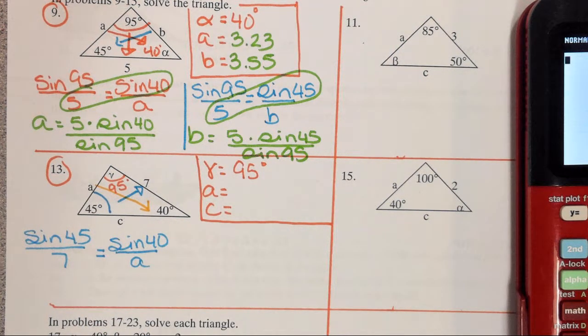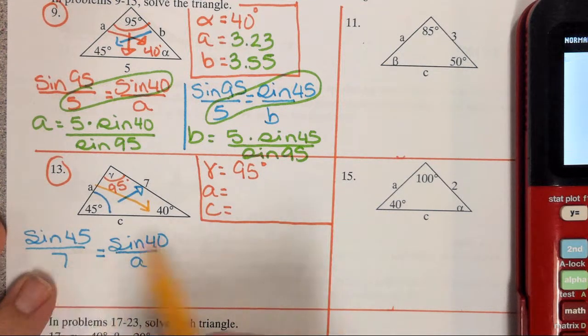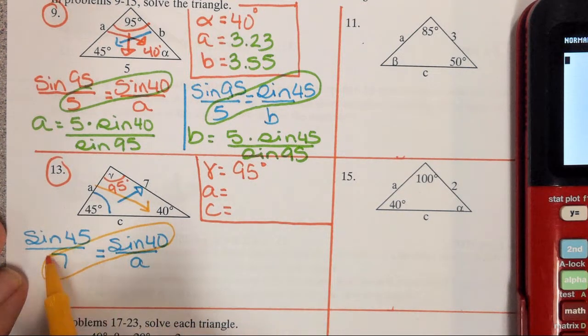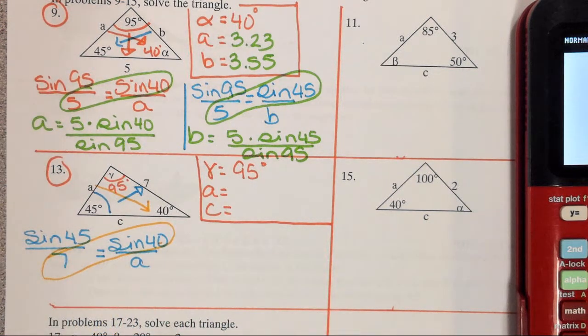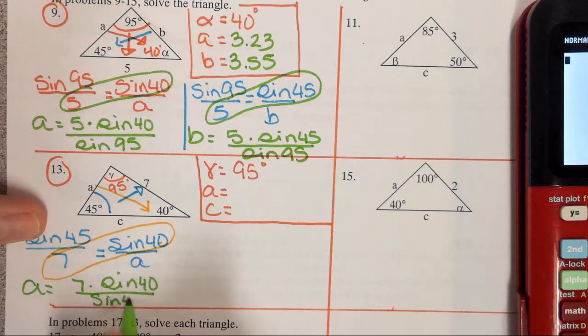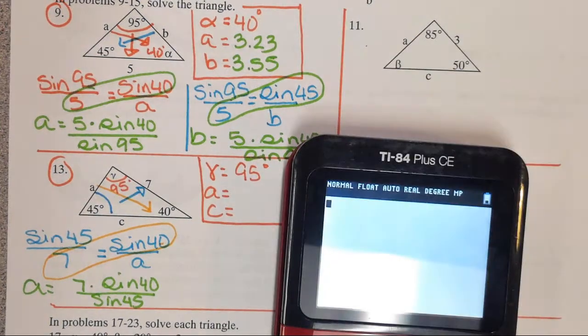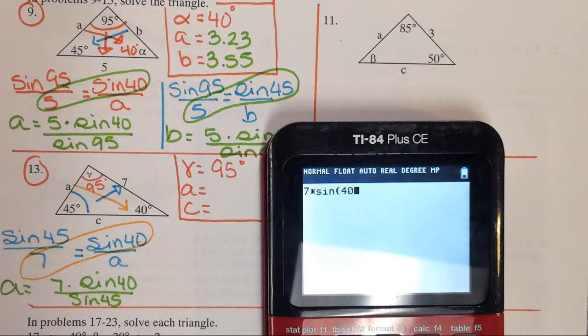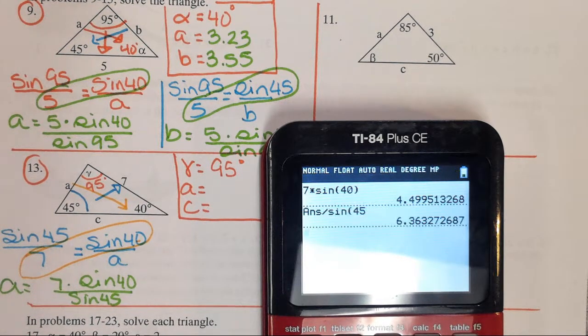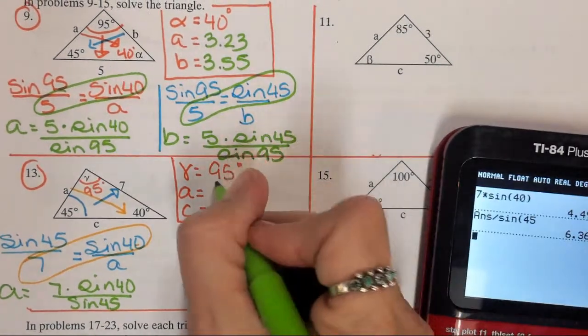We're going to circle the numbers that are diagonal. So the only place I can circle is right here because they both have numbers. If I went this way, there's an A here, so I don't want to circle it. So we're going to have A equals, we're going to multiply the ones we circled and divide by the one I didn't. And then we're going to type it in our calculator. 7 times sine of 40, enter, divided by sine of 45. And we get 6.36.